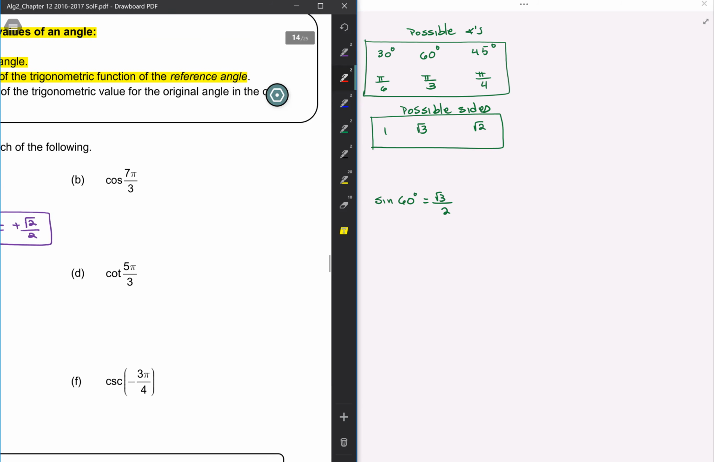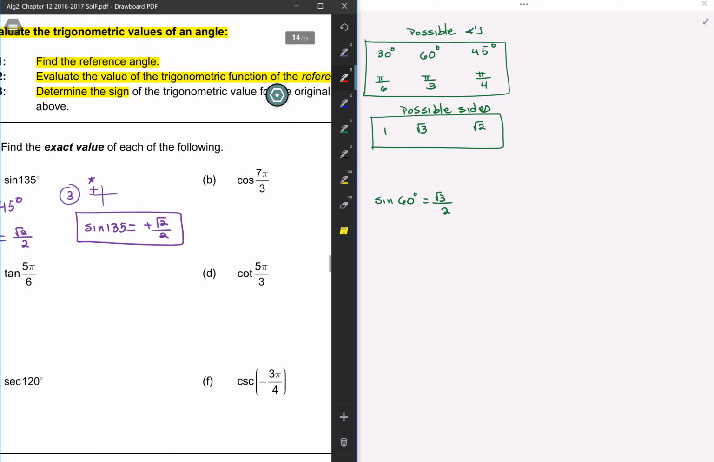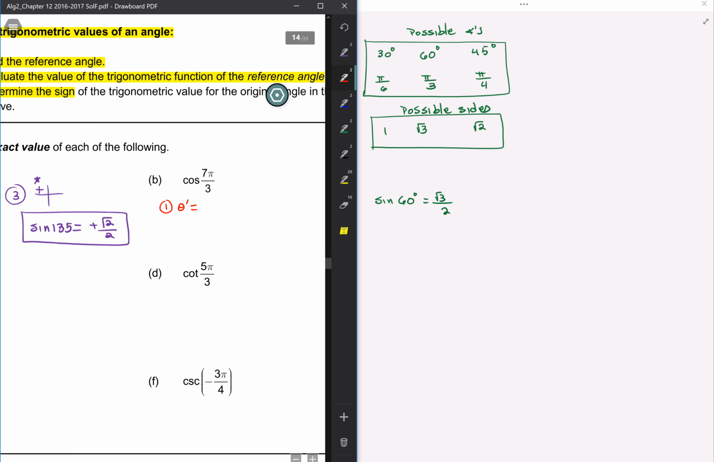And let's do this one. Here we have cosine of 7 pi over 3. All right, so what's the first step? To find the reference angle. And for this one, it's how much? If it's given to you in radians, you keep it in radians. So what's pi over 3? Now look, this is pi over 3. It'll stay as pi over 3.